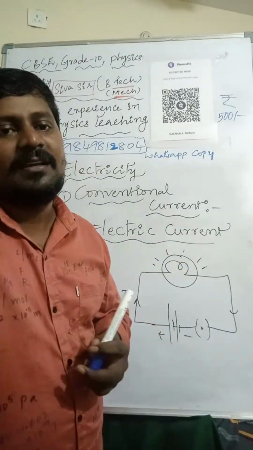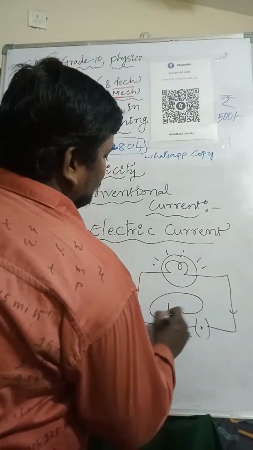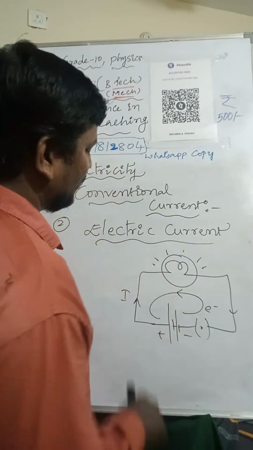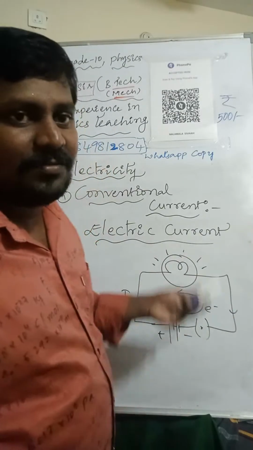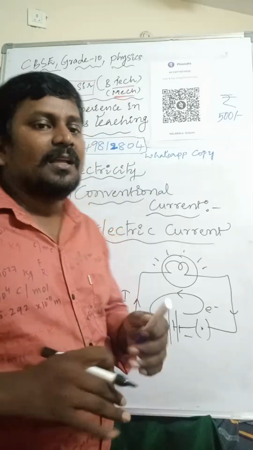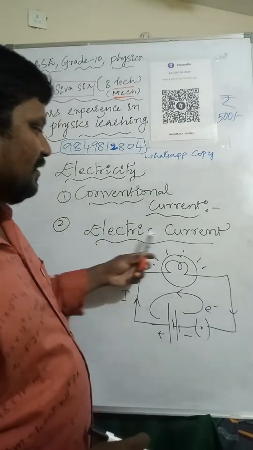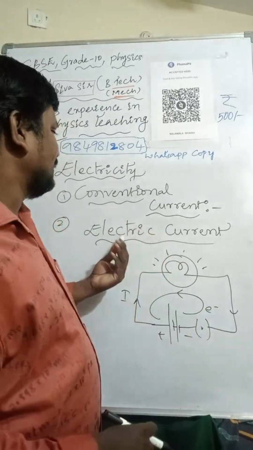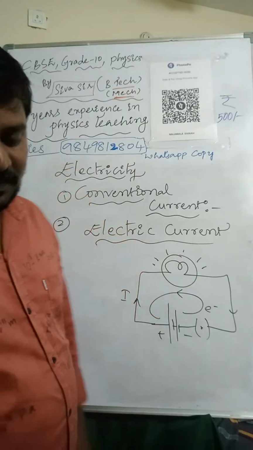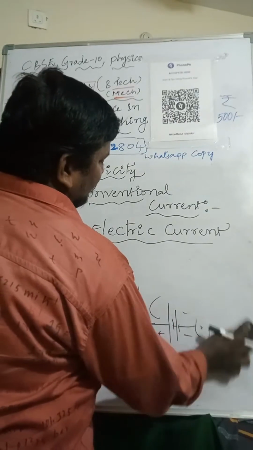Coming to electric current, the electrons flow from the negative terminal to the positive terminal, while protons, the positive charges, move from the positive terminal to the negative terminal. The flow of positive charges is considered as conventional current. The flow of negative charges is considered as electric current. Clear? So that's enough. That is about conventional current and electric current. Thank you.